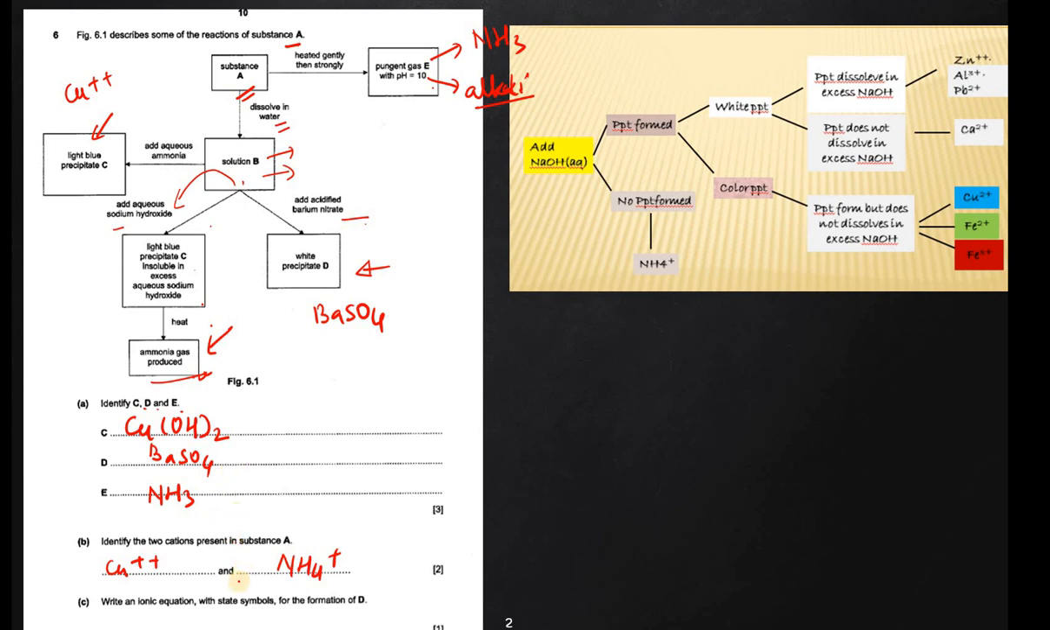Write the ionic equation with a state symbol for formation of D. So they want how the barium sulfate forms. Okay, let's write it down here. So this part I will write it here. Since they are asking for just the ionic equation, you can just write the ion form.